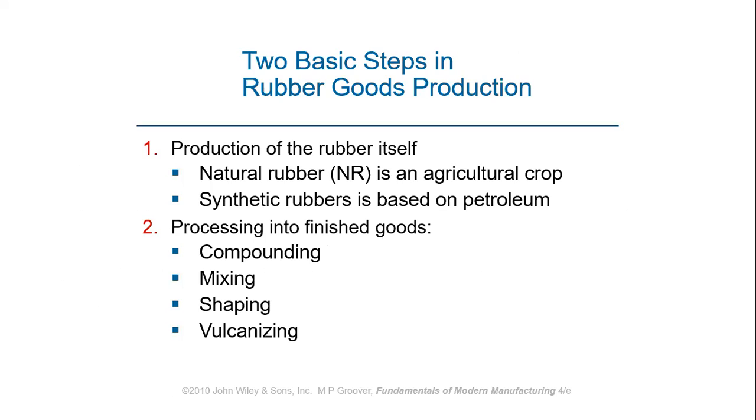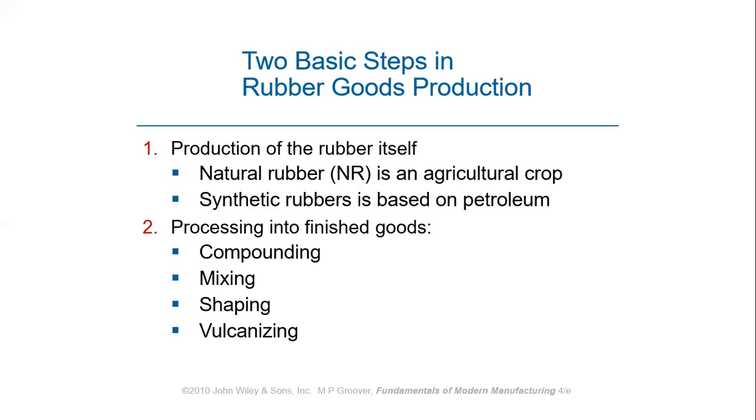And the production process, basically you can categorize it into two groups: how to manufacture the raw rubber, the manufacturing process of rubber from a natural agricultural source, and finally the processing into finished goods. This second part is the compounding, mixing, shaping, vulcanizing. This is kind of similar to thermoplastic or thermosetting materials, but the production of rubber is a bit different.